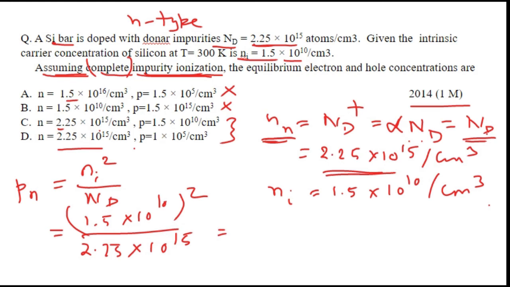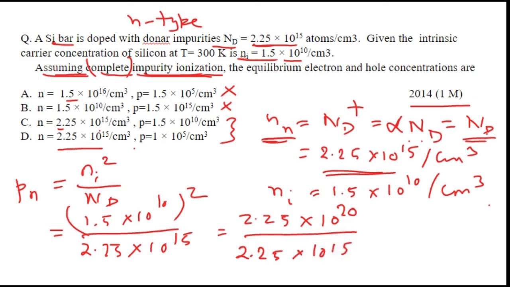So 1.5 square is 2.25 and 10 to the power 10 square is 10 to the power 20, divided by 2.25 into 10 to the power 15. So by simplification what we will get? We will get 1 into 10 to the power 5 per centimeter cube, which is our answer. So our answer is option D.